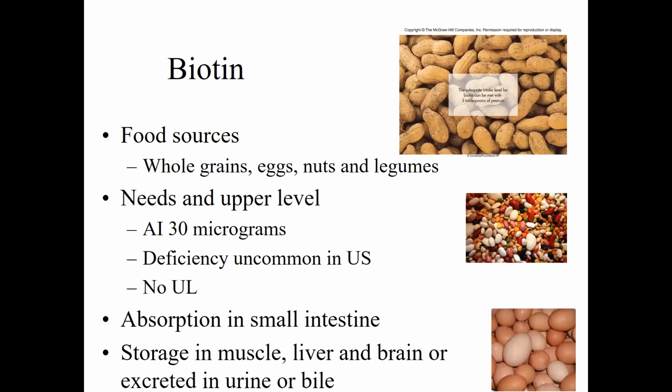Biotin, another B vitamin. We find it in whole grains, eggs. Eggs are a great source of biotin, nuts and legumes, all those kind of beanie type things. Similar to pantothenic acid, it's an AI instead of an RDA. It's not a common deficiency. It's not toxic. We absorb it in our small intestine. We can store it in our muscle, liver, and brain, and we can excrete it in urine and bile. So it's fairly easy for the body to sort of manage it, so to speak.